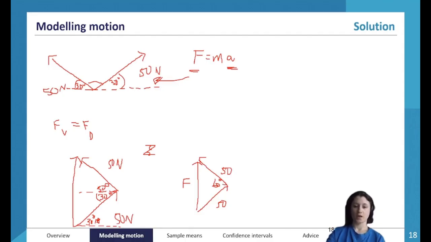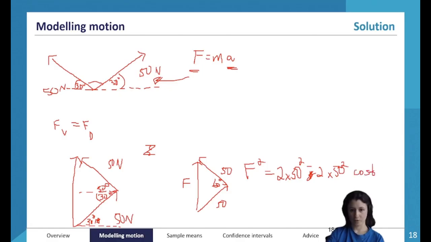So, we can use our cosine rule here to find that. We know that F squared is going to be equal to 2 times 50 squared minus 2 times 50 squared cos 60. Let's see what we get here.